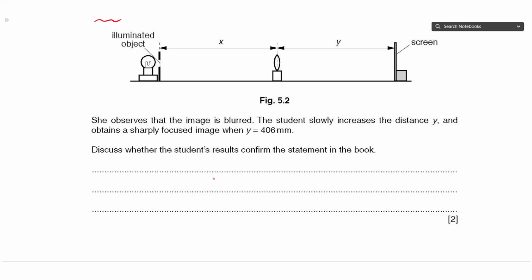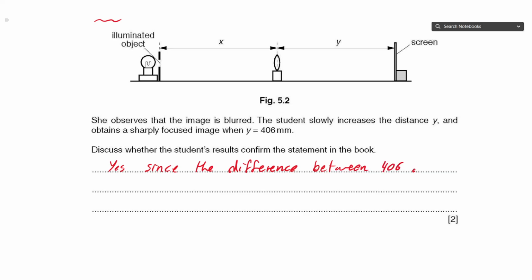So 6 millimeters compared to 400, that's a very low percentage error. So we can consider them to be the same number. So we say yes, they support the statement or the theory, since the difference between 406 and 400 is within limits of experimental error or experimental accuracy, which should be about 15%.